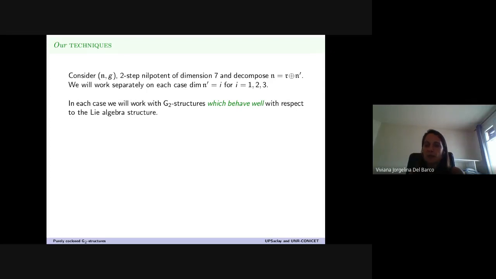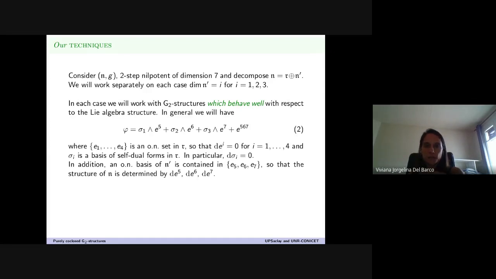And here I'm going to lie a little bit, but it's more or less like this. We are going to pick, in general, a G2 structure which has this form. Phi is going to be sigma 1, wedge E5, wedge E6, wedge E7, and 5, 6, 7. Where E1 until E4 will be elements in the R part, so their differential is 0. And sigma I will be self-dual forms in the first four elements. So the differential is going to be 0. So this is the first part.